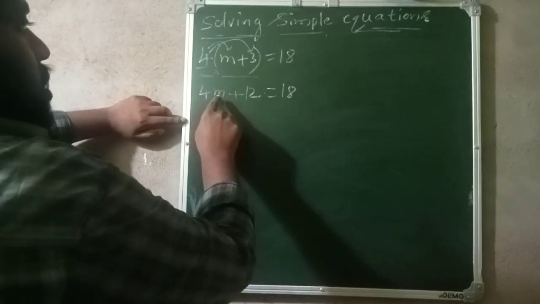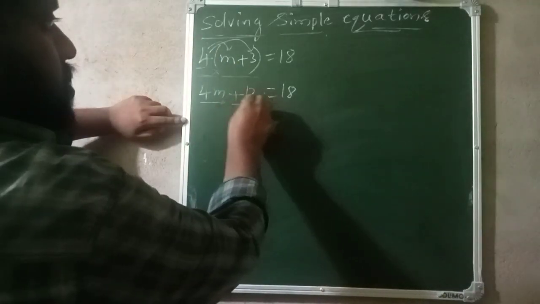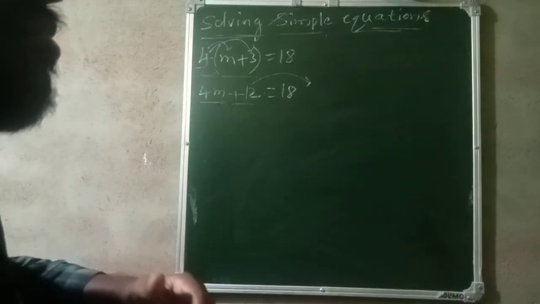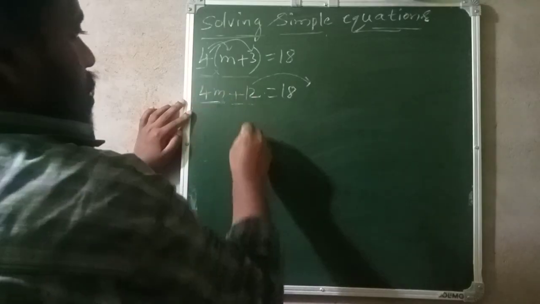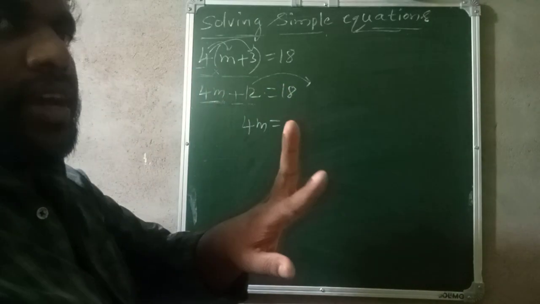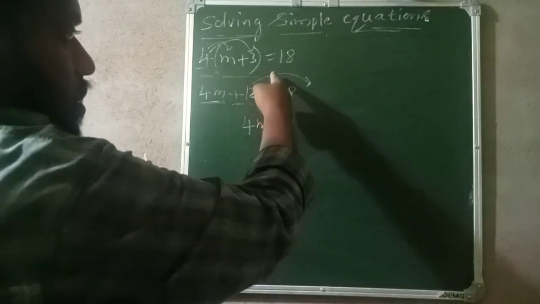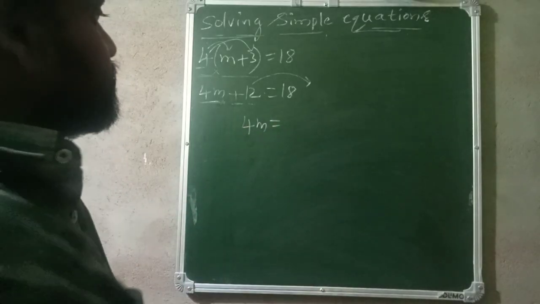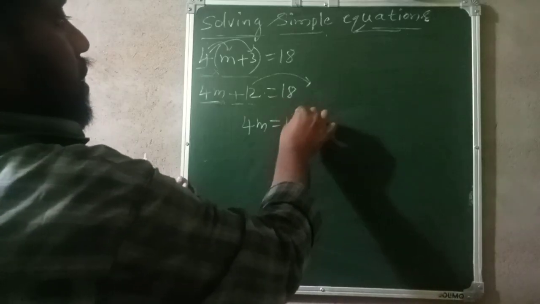So keep this m along with 4 on one side. Remaining whatever is there, that is plus 12, you have to move this side. So in the next step, before moving this plus 12 to this side, first write this 4m as it is equal to. So when you put the equal sign, remember these two equal signs should be in one line, one below the other. Okay. So after this, write this 18.